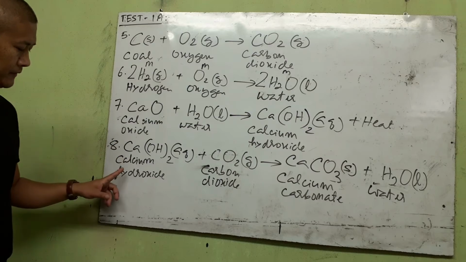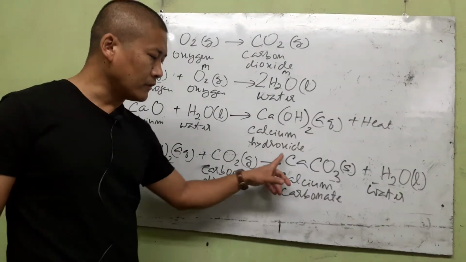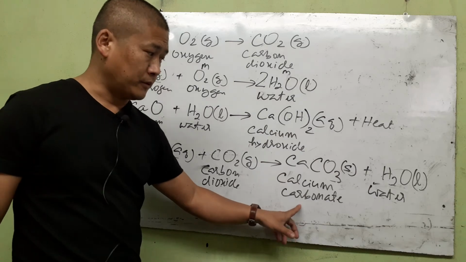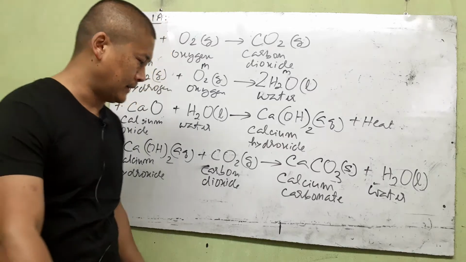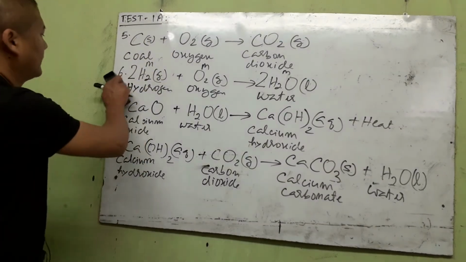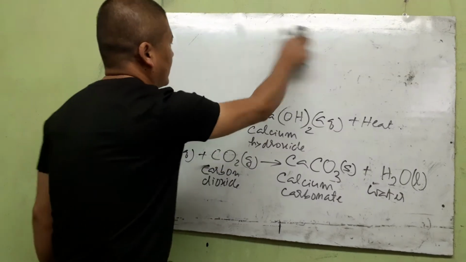So 1 molecule of calcium hydroxide reacts with 1 molecule of carbon dioxide to give us 1 molecule of calcium carbonate and 1 molecule of water. Okay, so here, go to the next one, 9th. 2 more. We're done with this Test-1A.